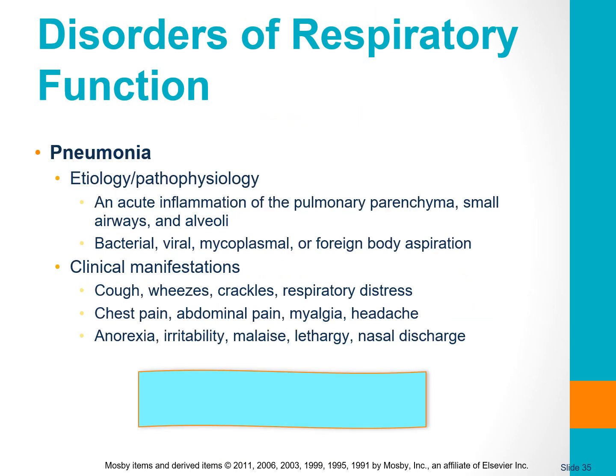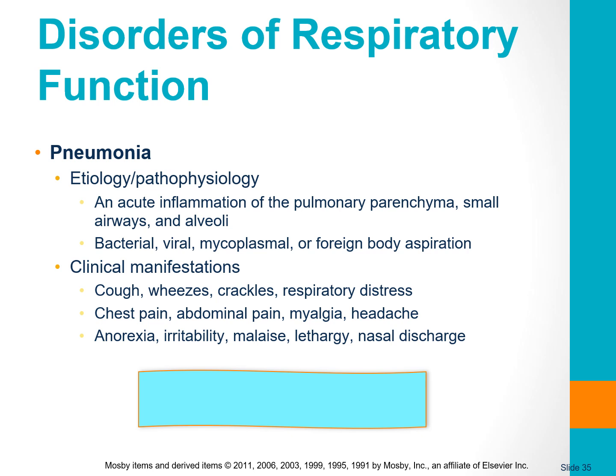What is pneumonia? So this should be review, of course. This is an acute inflammation of the pulmonary parenchyma. That's the tissue around the airways. This is the tissue responsible for O2 exchange, which is the alveoli, the ducts, the capillaries, and the bronchioles. So all the small airways and alveoli are inflamed.